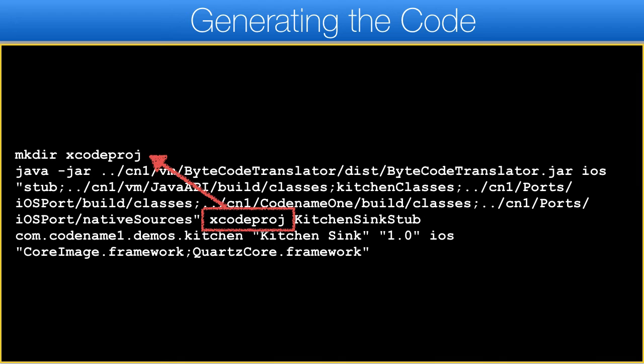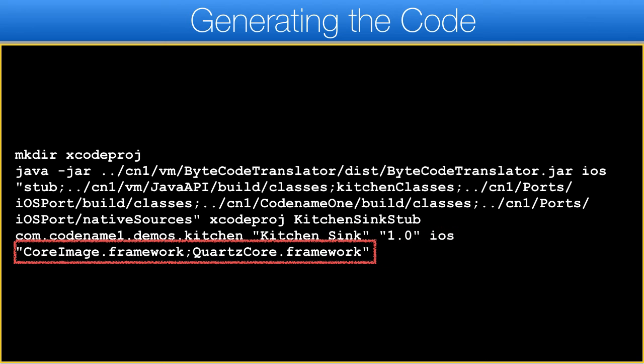This will include the output project. This is the name of the stub class we created. This is the package name of the stub class and the application itself. These are the title and version numbers of the application. This is the target type. iOS indicates a universal iPad iPhone app, but you can specify iPhone or iPad here. And finally, these are the included native libraries frameworks. Codename 1 requires these two by default.